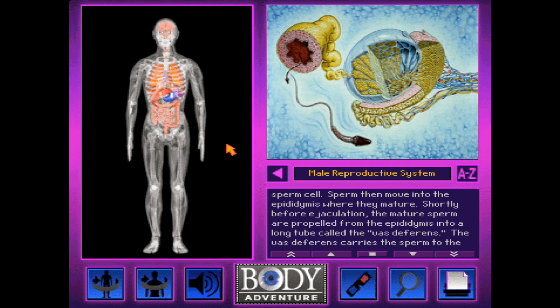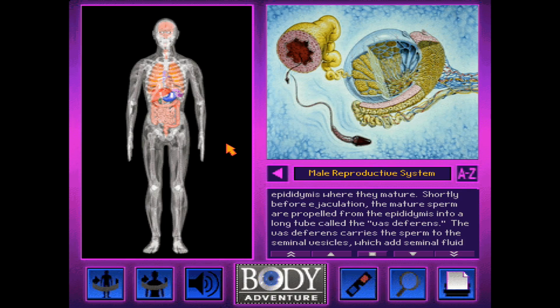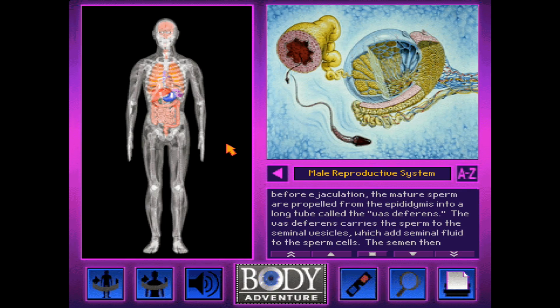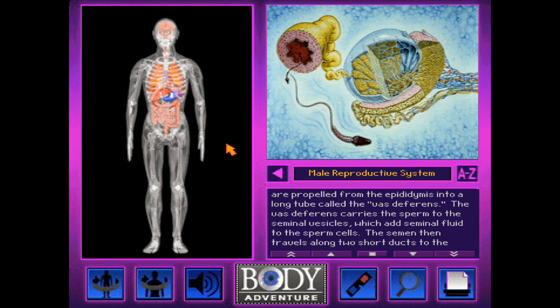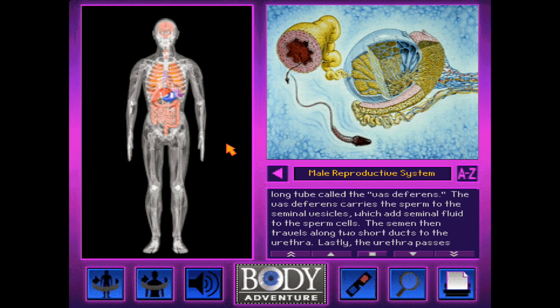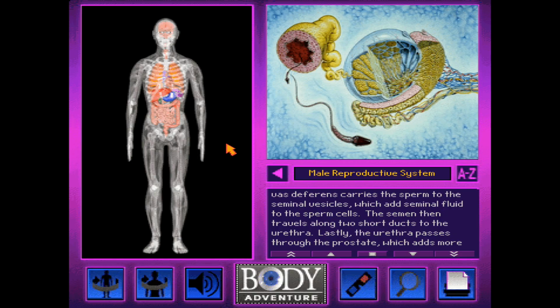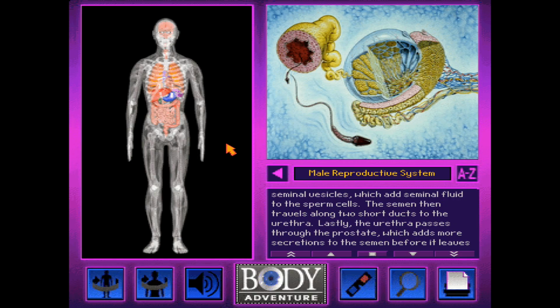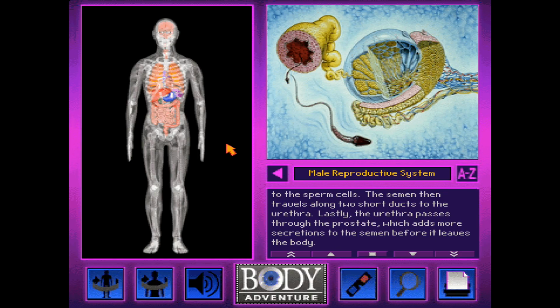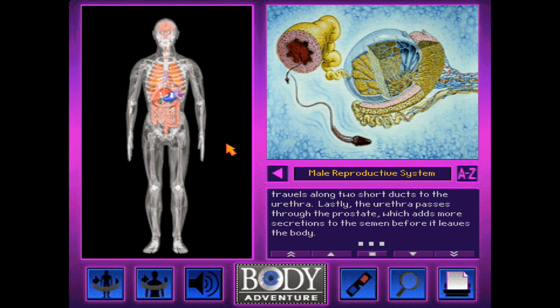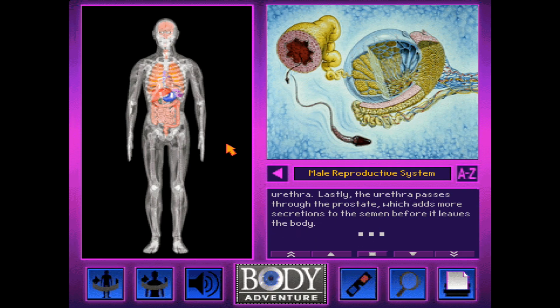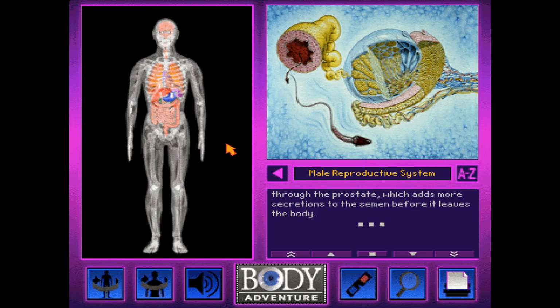Shortly before ejaculation, the mature sperm are propelled from the epididymis into a long tube called the vas deferens. The vas deferens carries the sperm to the seminal vesicles, which add seminal fluid to the sperm cells. The semen then travels along two short ducts to the urethra. Lastly, the urethra passes through the prostate, which adds more secretions to the semen before it leaves the body.